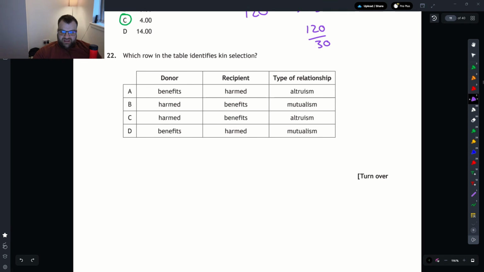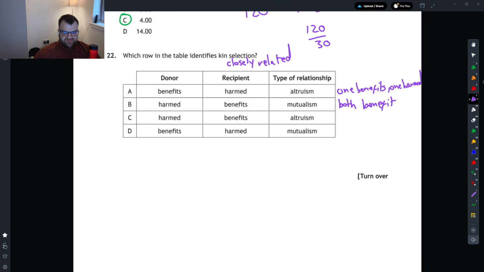Here, kin selection is between closely related family members. In these relationships, altruism is when one benefits and one is harmed. Mutualism, there's a benefit for both of them. In kin selection, they are helping their family members without expecting anything in return. That is going to be altruism. It's all about ensuring that the shared genes are passed on. Okay, putting that together, the donor, the one that's given away, is harmed, and the other one benefits, and it's done without expectation in return. That's going to be C for that one.